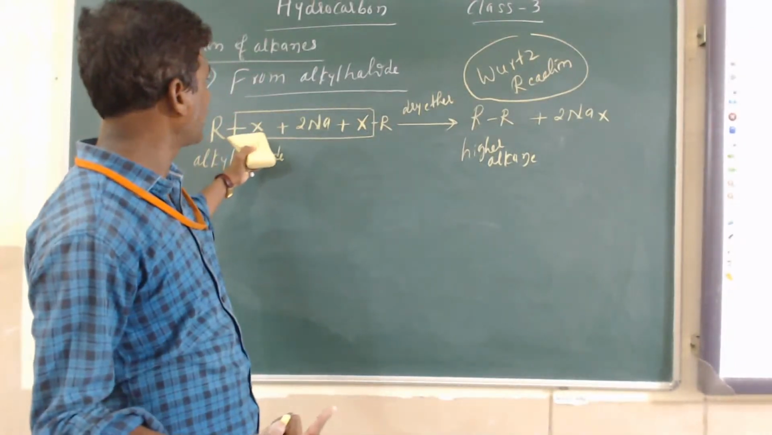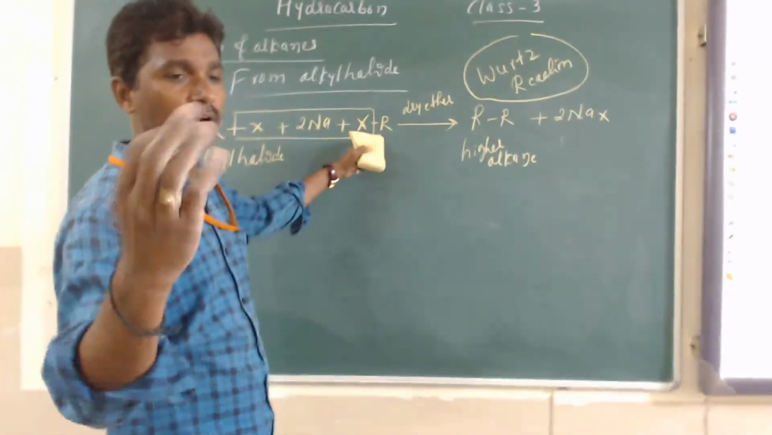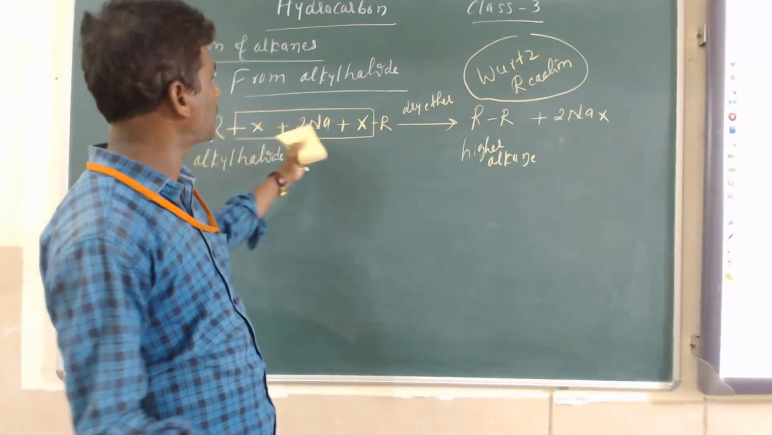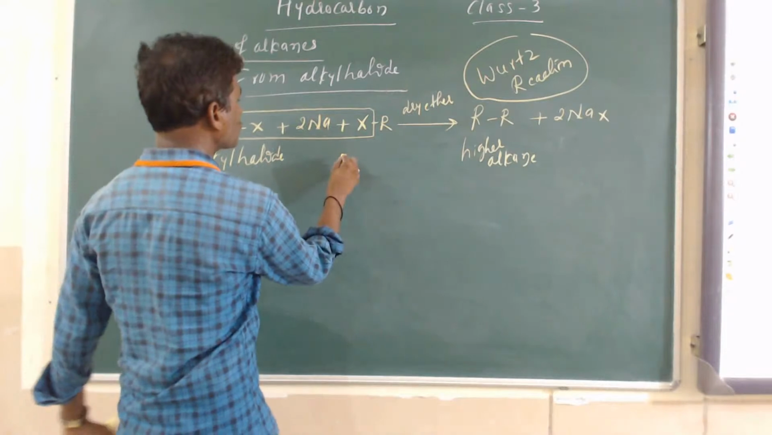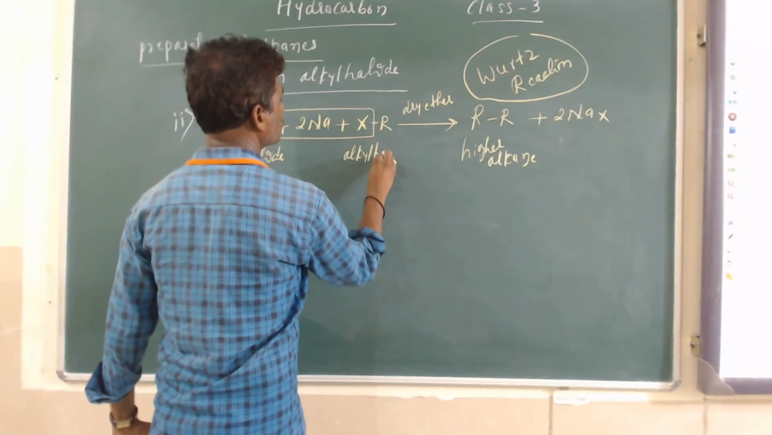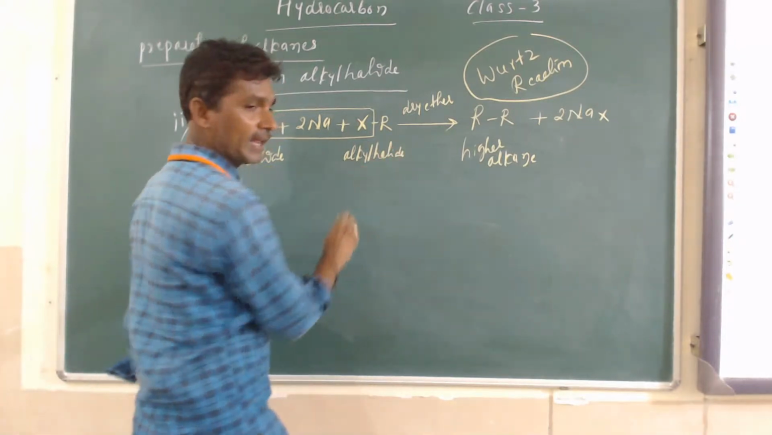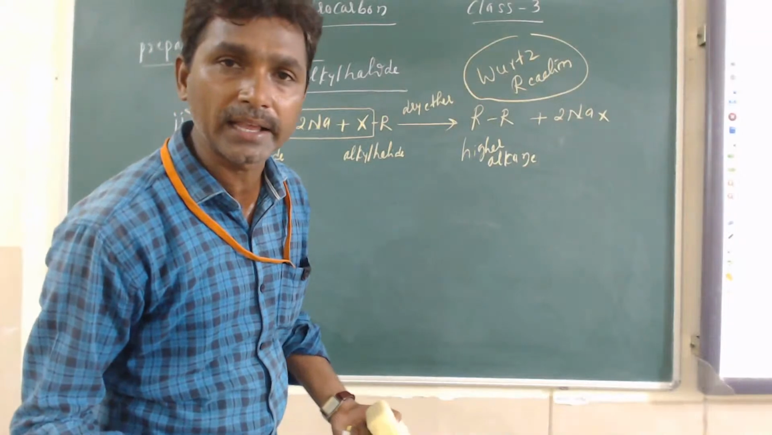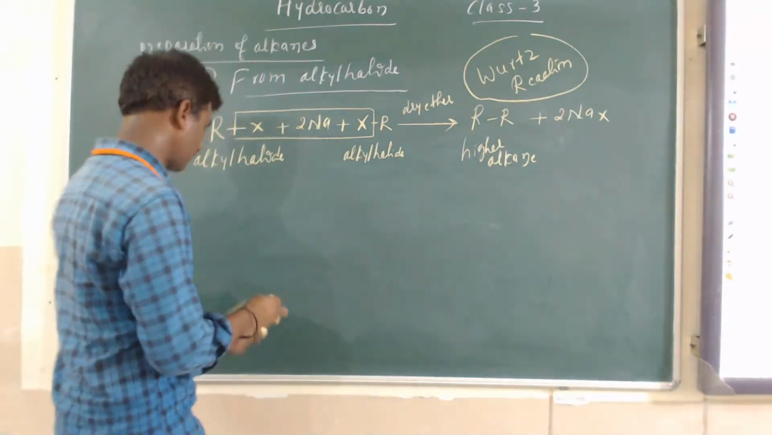You write down RX plus 2Na plus RX. You have to write RX two times. Two times of RX is also correct. This is also an alkyl halide. So two molecules of alkyl halide react with sodium metal. It gives higher alkane. It is called Wurtz reaction.